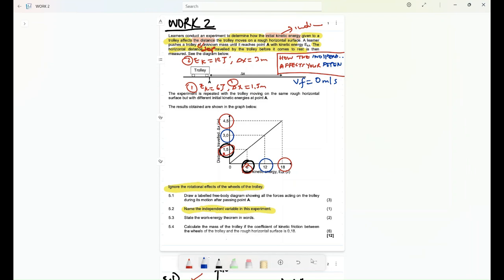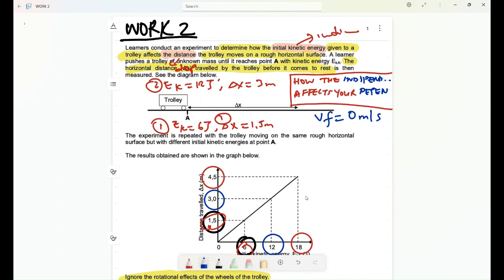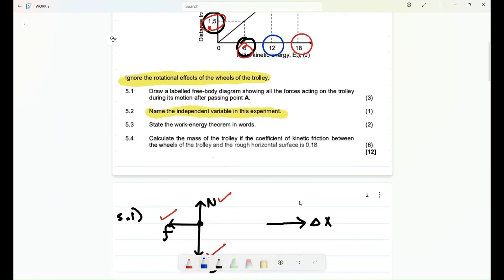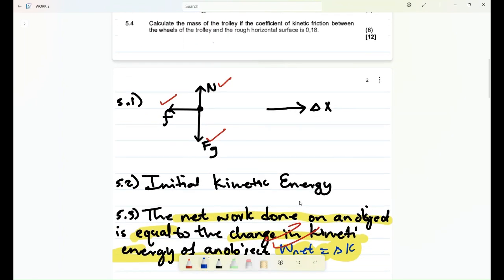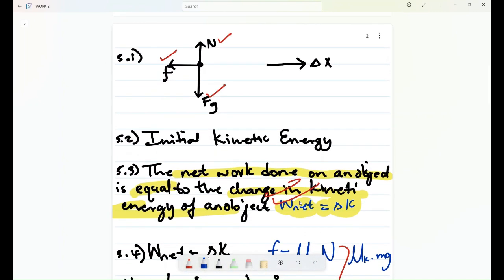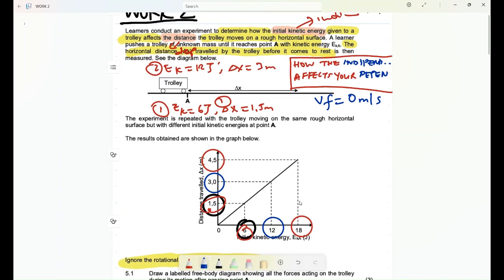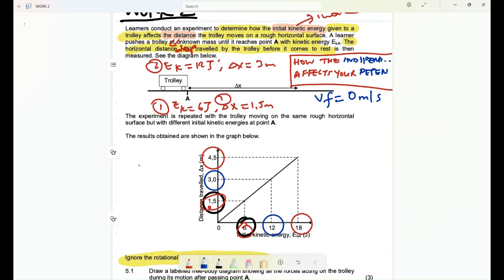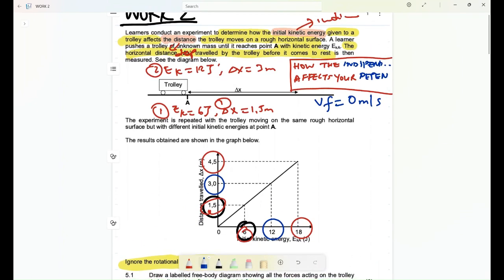In today's video, you realize that this video was already uploaded, where we calculated the required things here. So we went through a free body diagram, finding the dependent and independent, then 5.3 stating work, energy, and power, and now 5.4 calculating the mass of the trolley using WNet. But now, one thing I've realized is that in my questions I haven't been using this formula of WNet, or rather work done by non-conservative force.